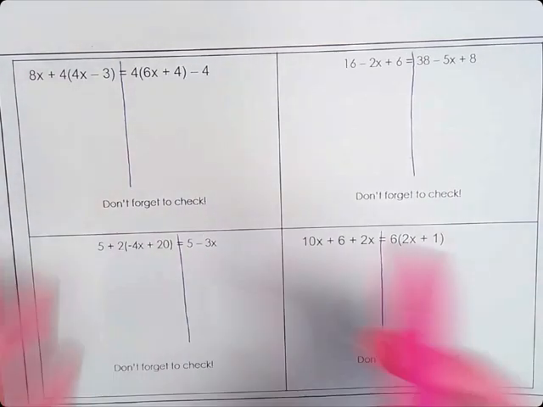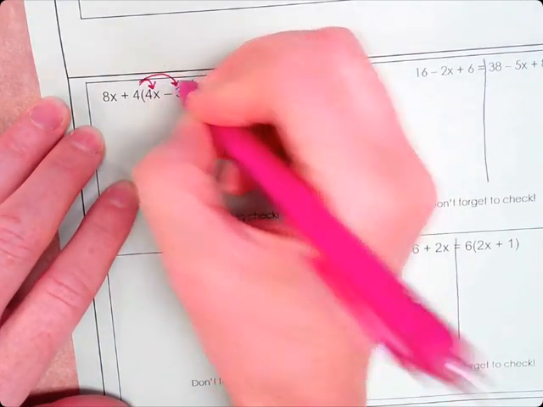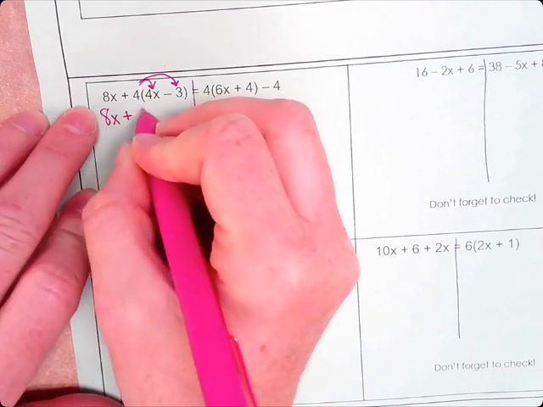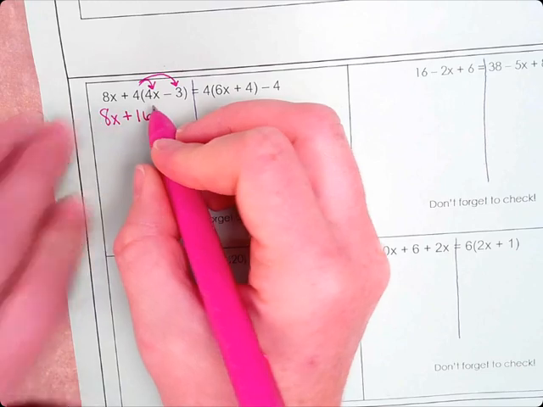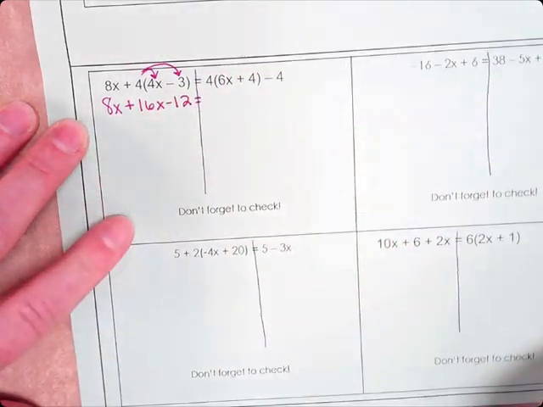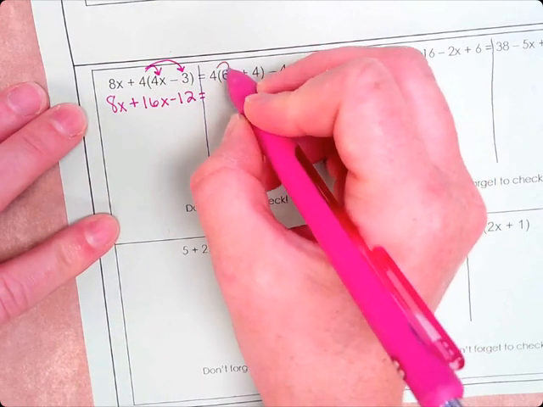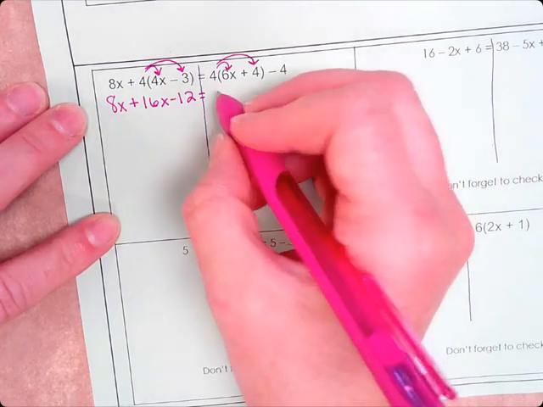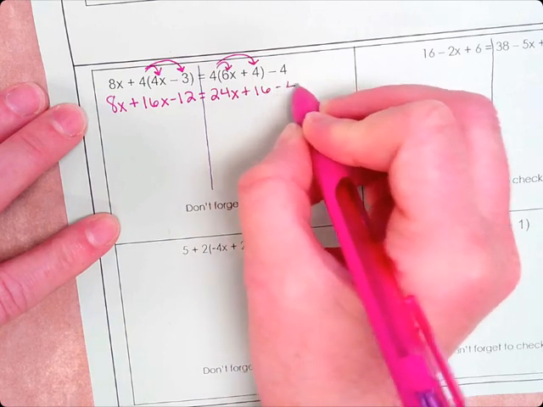So let's see how you did on the first one. So you would distribute the 4. You get 8x. Carry it down. 4 times 4 is 16, so 16x. 4 times a negative 3, minus 12, equals. And then 4 distributes to the 6x and the 4, giving us 24x plus 16 minus 4.